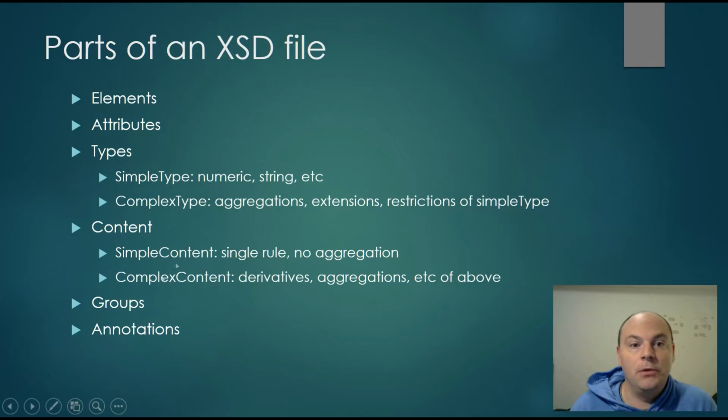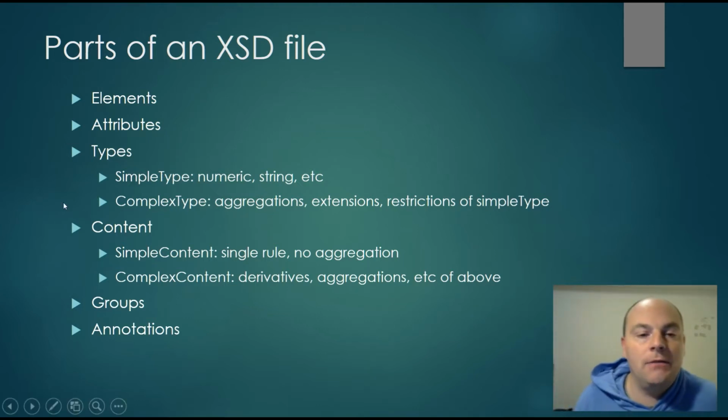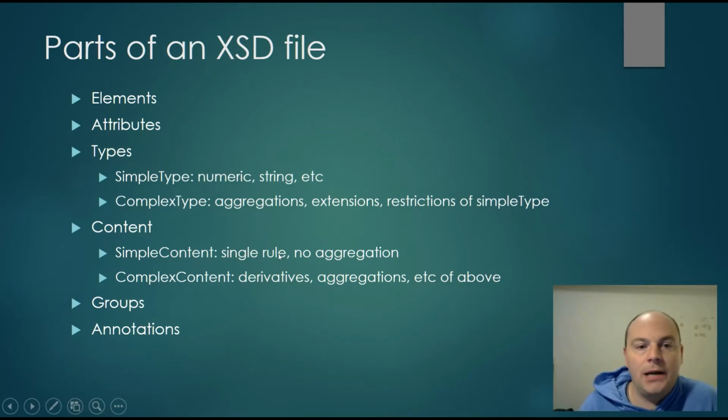And again, there's a simple area. Simple contents and simple types, by the way, can't be reduced any further, but they can be restricted. They just have no parents, right? They're base classes, if you want to think of it that way. So simple content has a single rule and no real aggregation. And complex content can have lots and lots of different things. So again, most of the time we're going to talk about complex content and complex types.